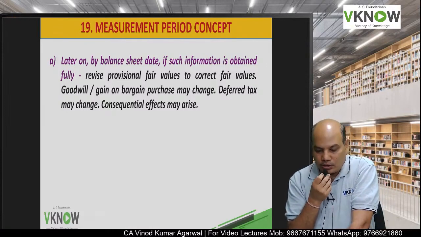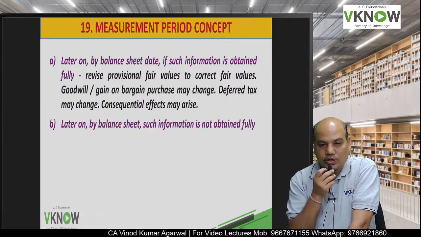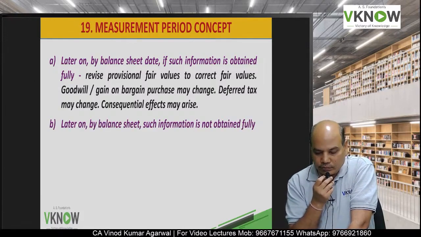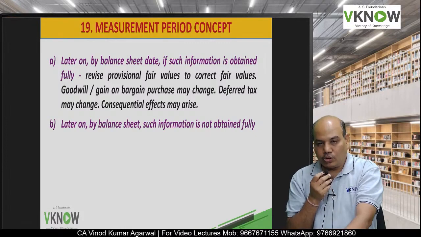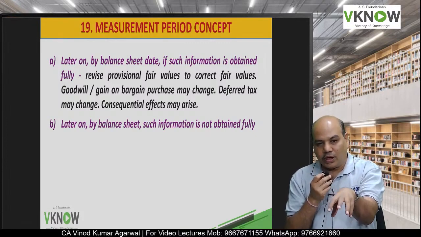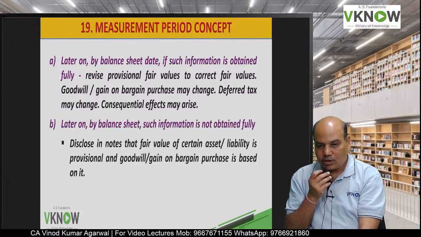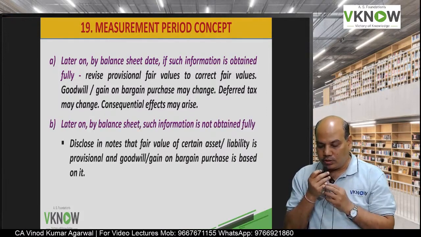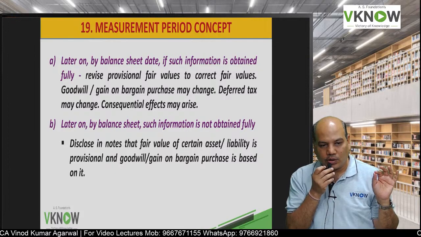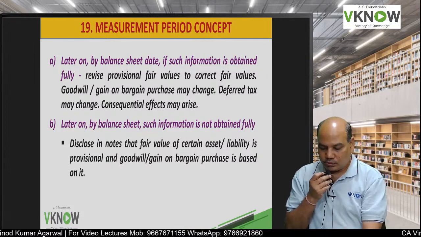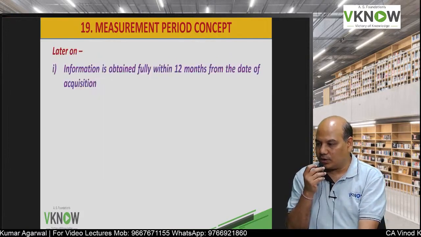Non-controlling interest figure can also change. So all the consequential effect you have to give. Suppose you are not able to completely obtain the fair value by the first balance sheet date, then what will you do? You will disclose in the notes to account that fair value is based on provisional figure.